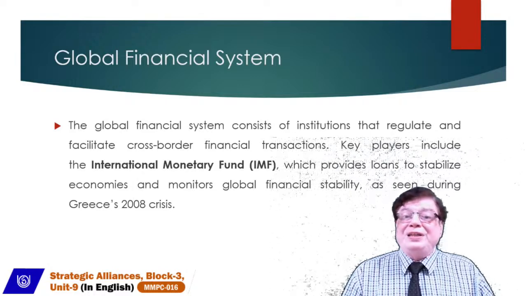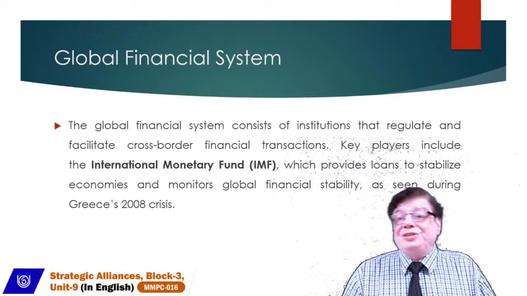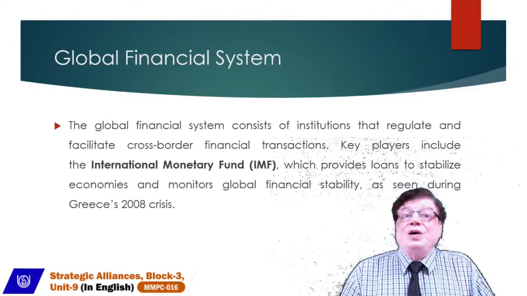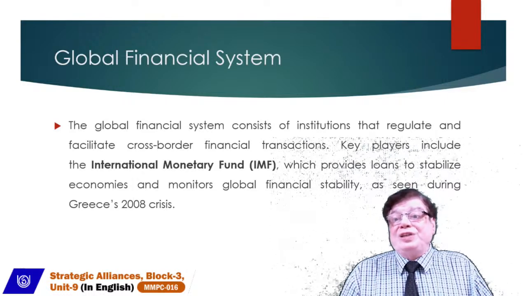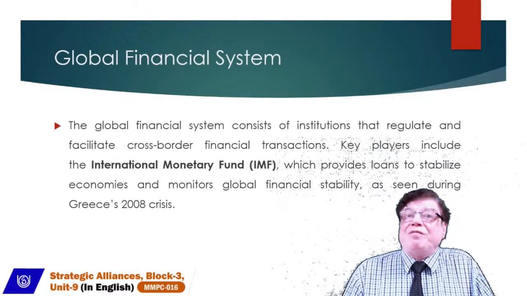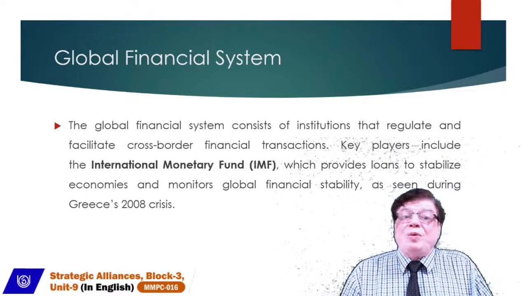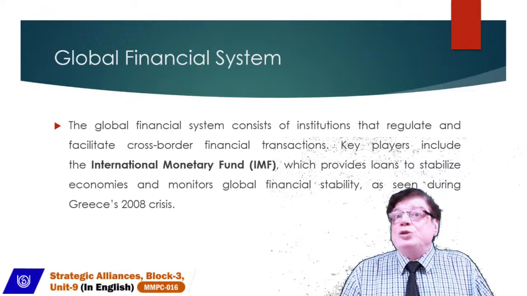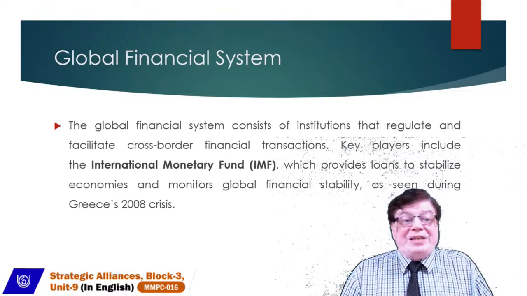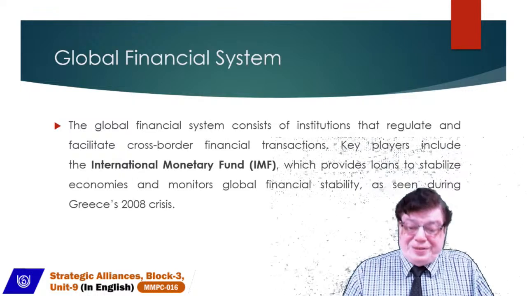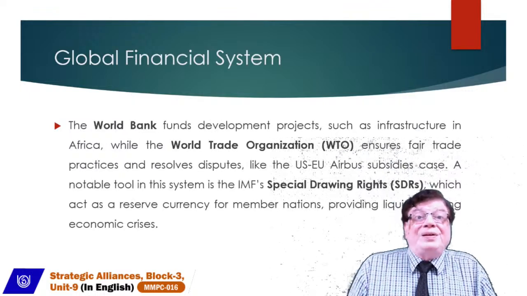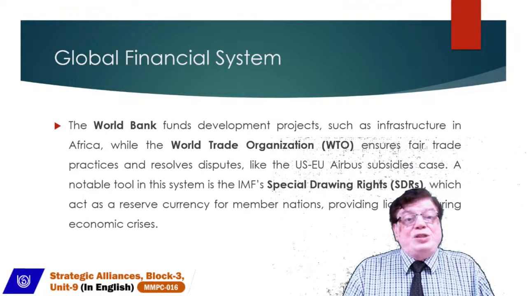So the global financial system consists of institutions that regulate and facilitate cross-border financial transactions. Key players include the International Monetary Fund (IMF), which provides loans to stabilize economies and monitors global financial stability, as seen during Greece's 2008 crisis. Next is the World Bank.